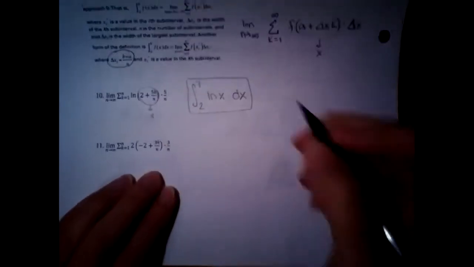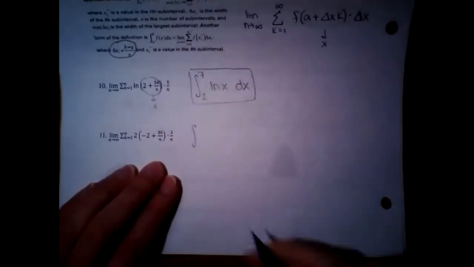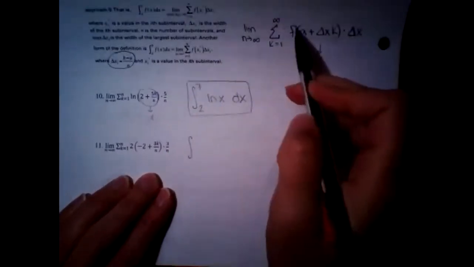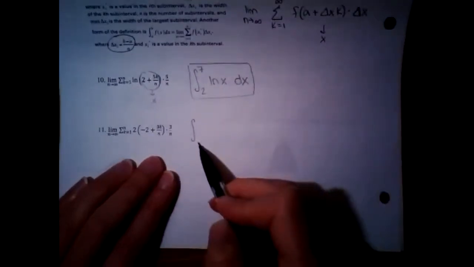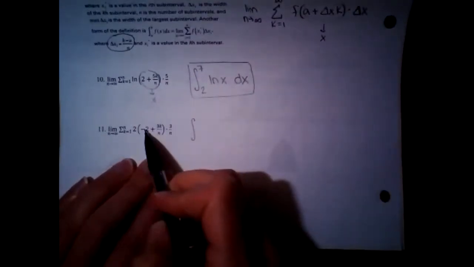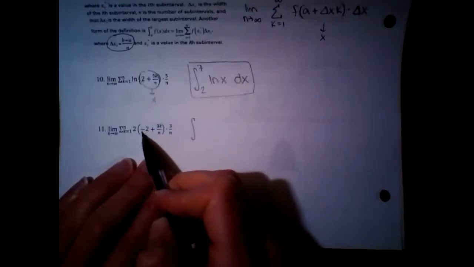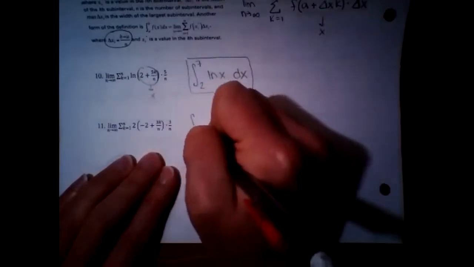So looking at the next one, what is A going to be? A is this part that's right here. Can you guys find that for me? What is A going to be? Where are we starting? Good. -2. It is right here. It's just this number. So -2.